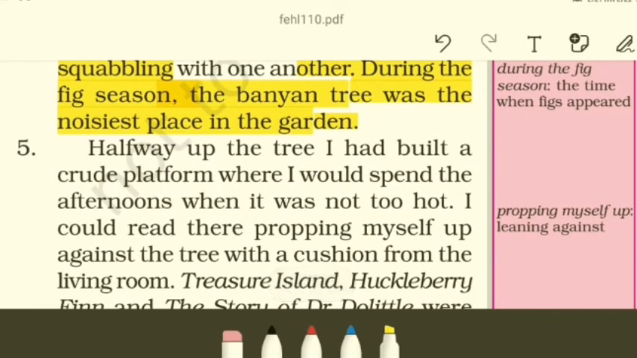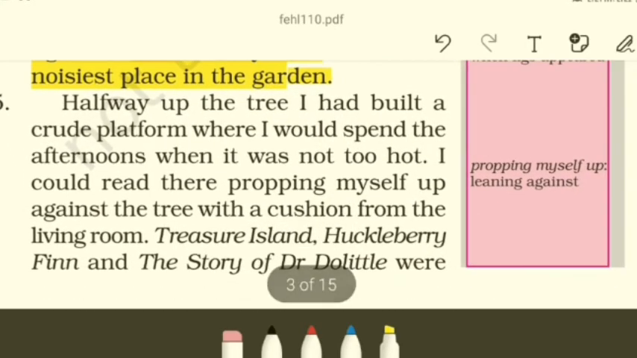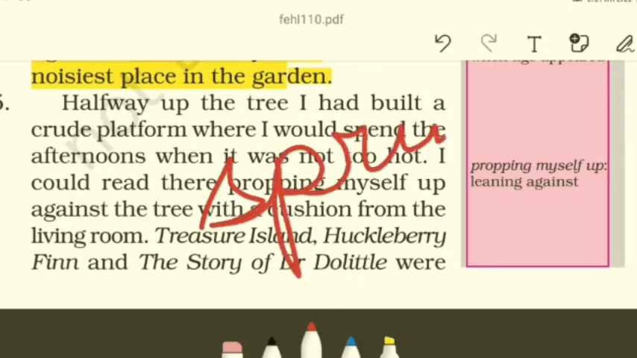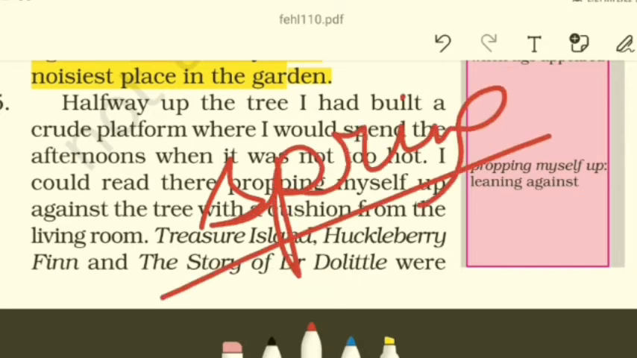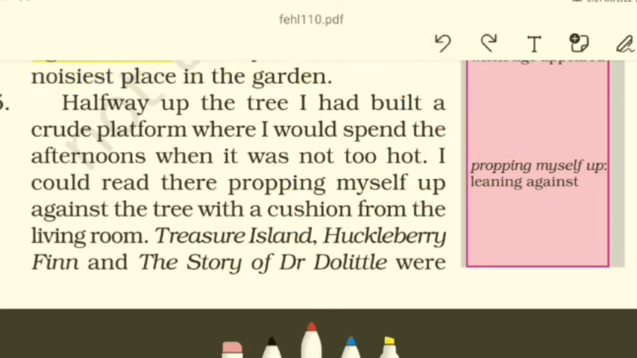Okay, so the fifth para is where we are now. Halfway up the tree, I had built a crude platform where I would spend the afternoon when it was not too hot. So the writer had built a platform where he would be sitting and spending his afternoon, during the days, basically in the time of spring when it's not too hot in the afternoon. Clear? So he used to enjoy every bit of his childhood.